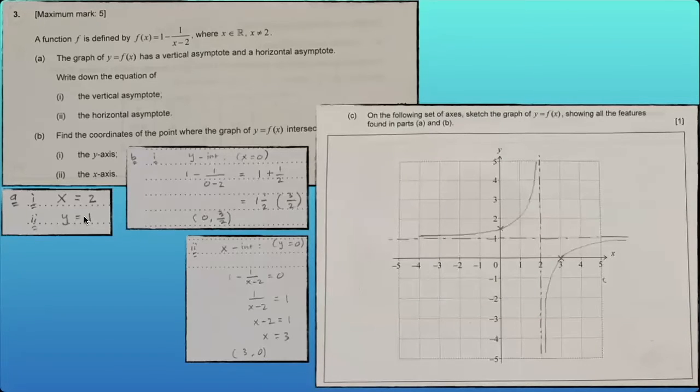And then we draw the horizontal asymptote, y equal to 1. Again, use dashed lines. And we know the y-intercept, (0, 3 over 2), that one there. And we know the x-intercept, (3, 0), that one there. And then sketch, that's all you have to do. So there you go.